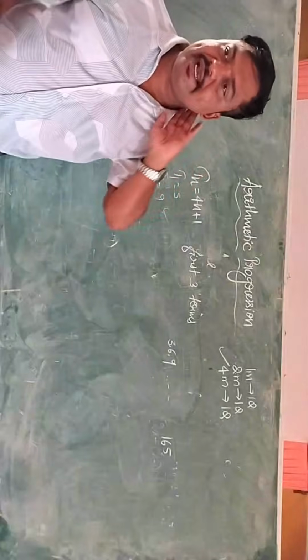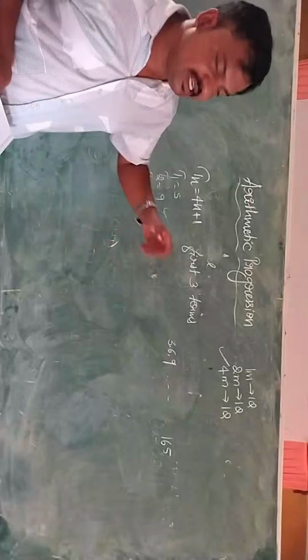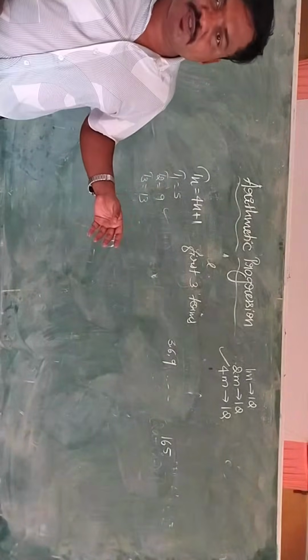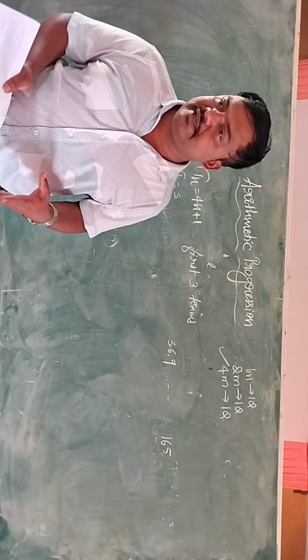So here 165 is Sn, correct. And the progression is given. What do you need to calculate? The number of terms. How many terms? It means you need to calculate the number of terms, and that number of terms is nothing but n. Okay? Yes.